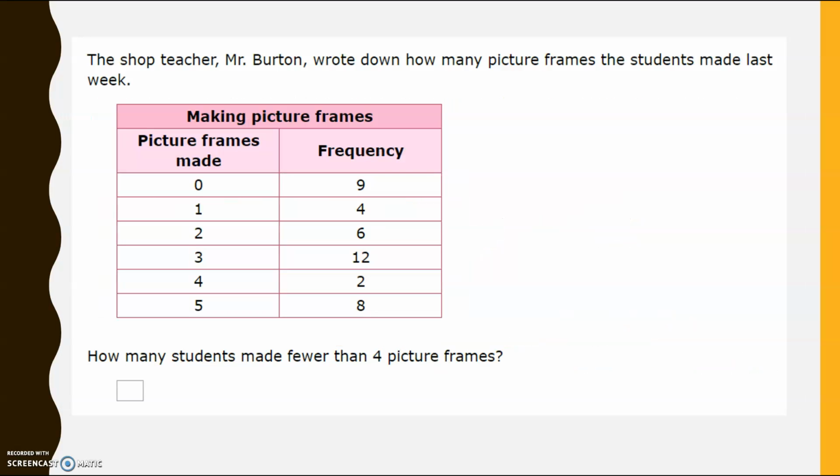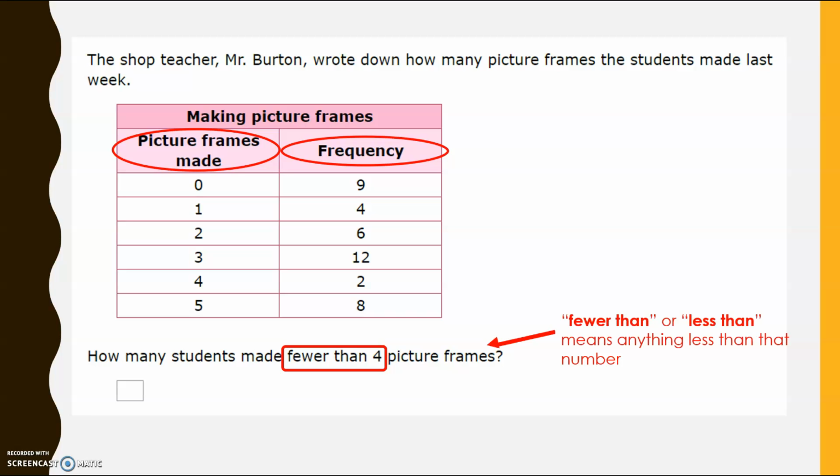Look at a couple more examples. This one says, the shop teacher, Mr. Burton, wrote down how many picture frames the students made last week. So this table has 2 columns, picture frames made and the frequency. So the 0 number of picture frames made, that was 9 students. The question we have to answer this time is how many students made fewer than 4 picture frames?